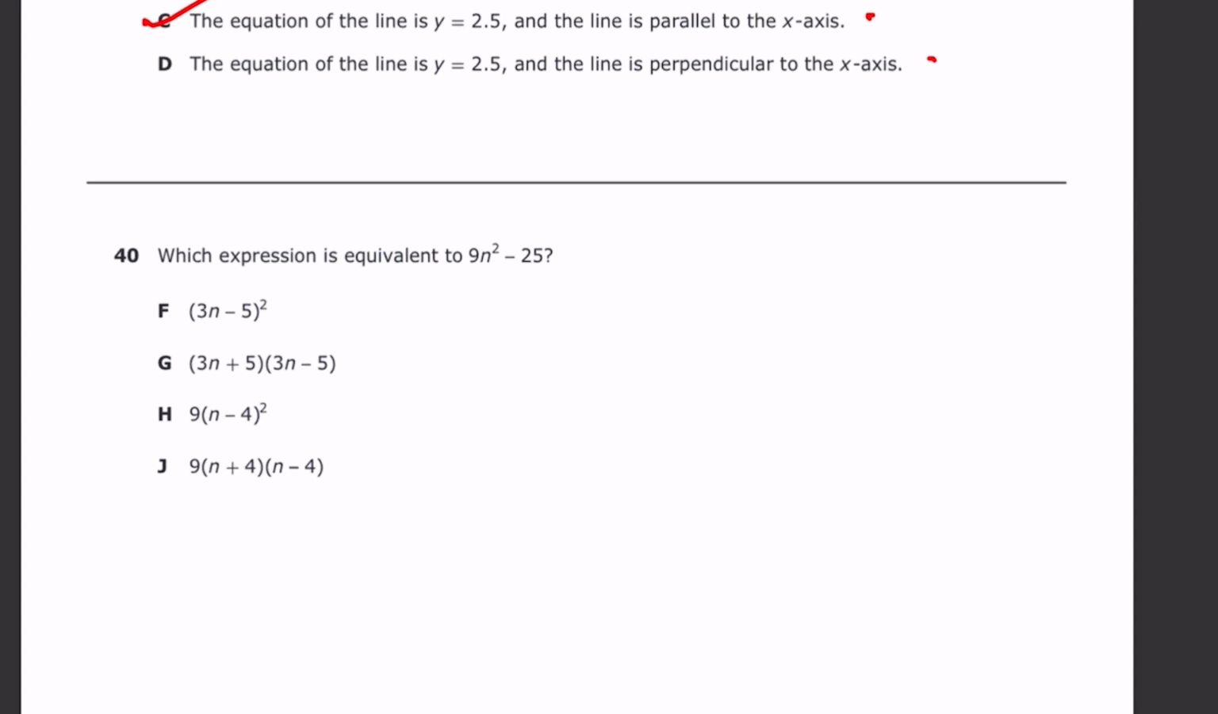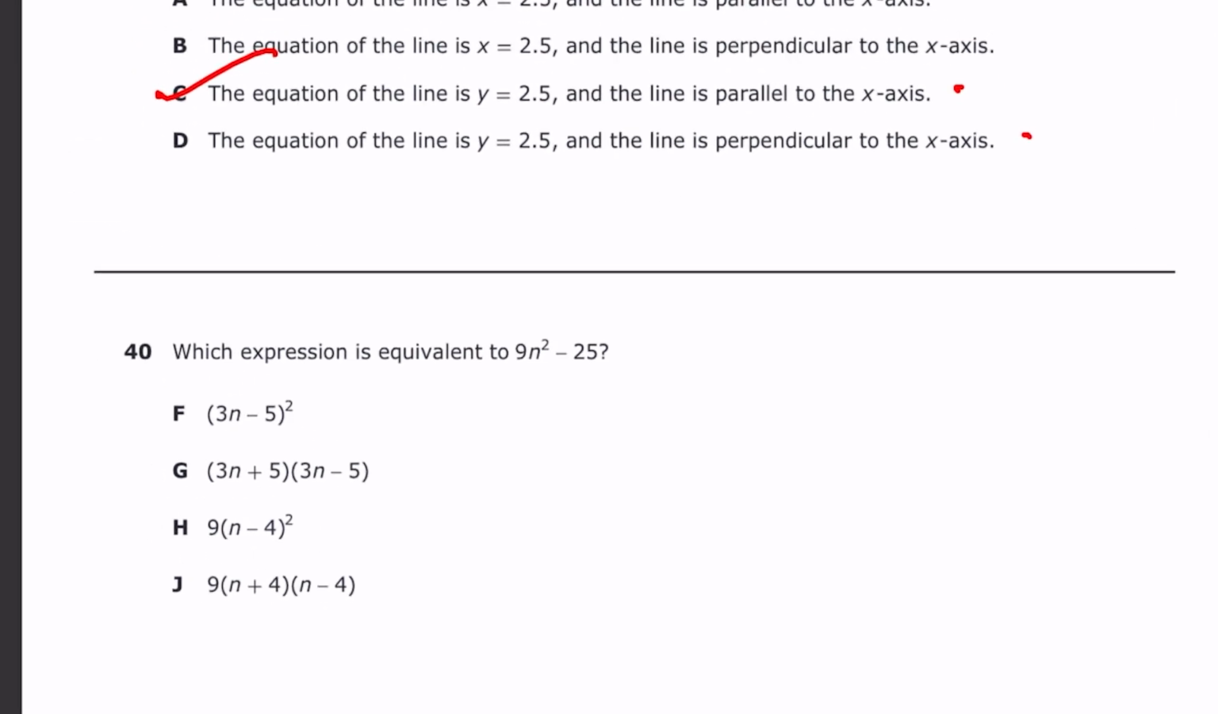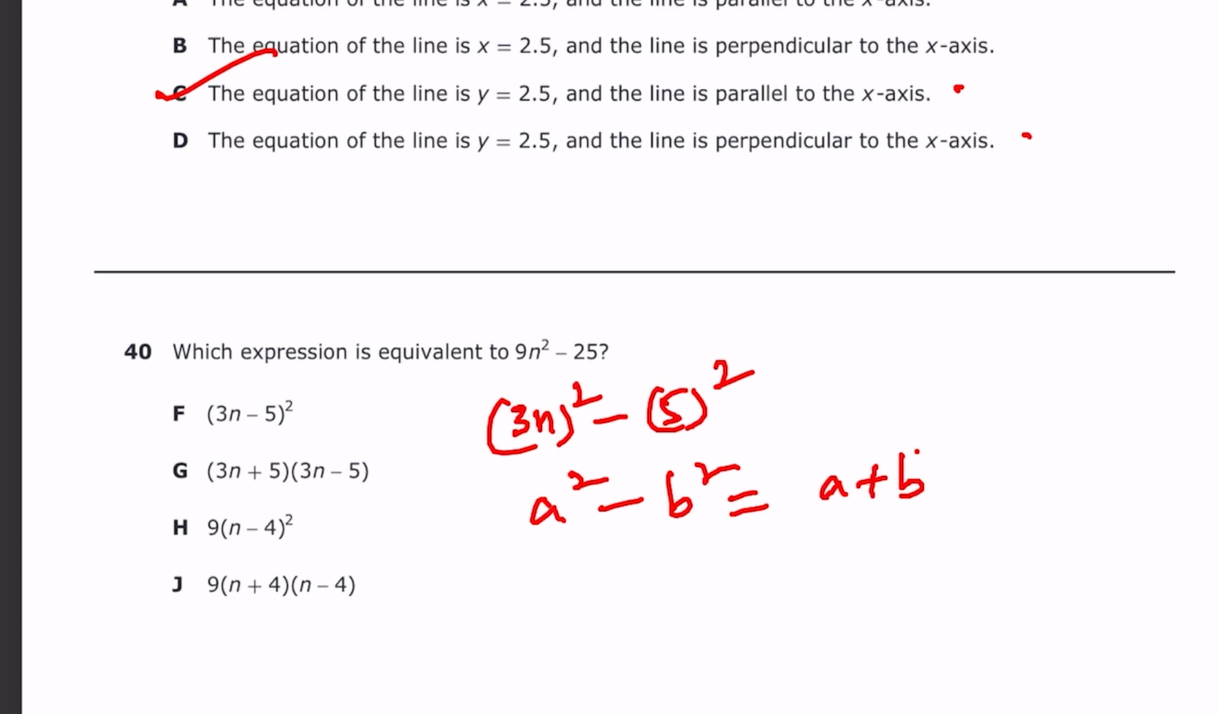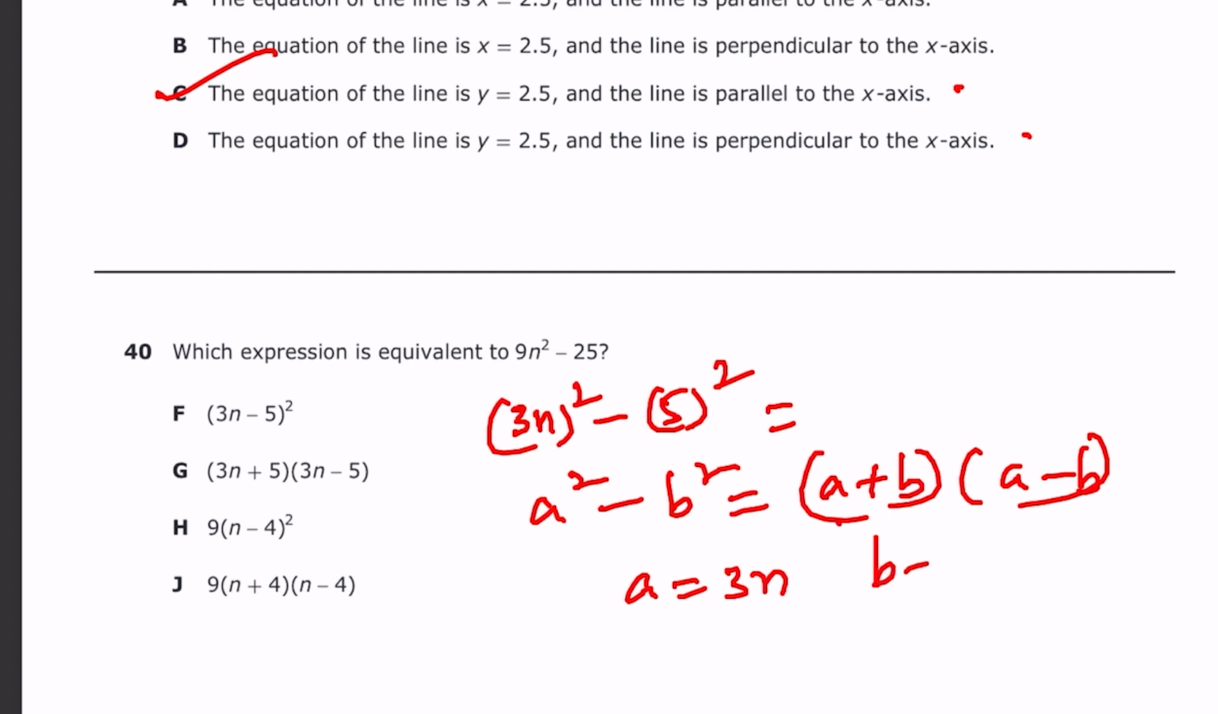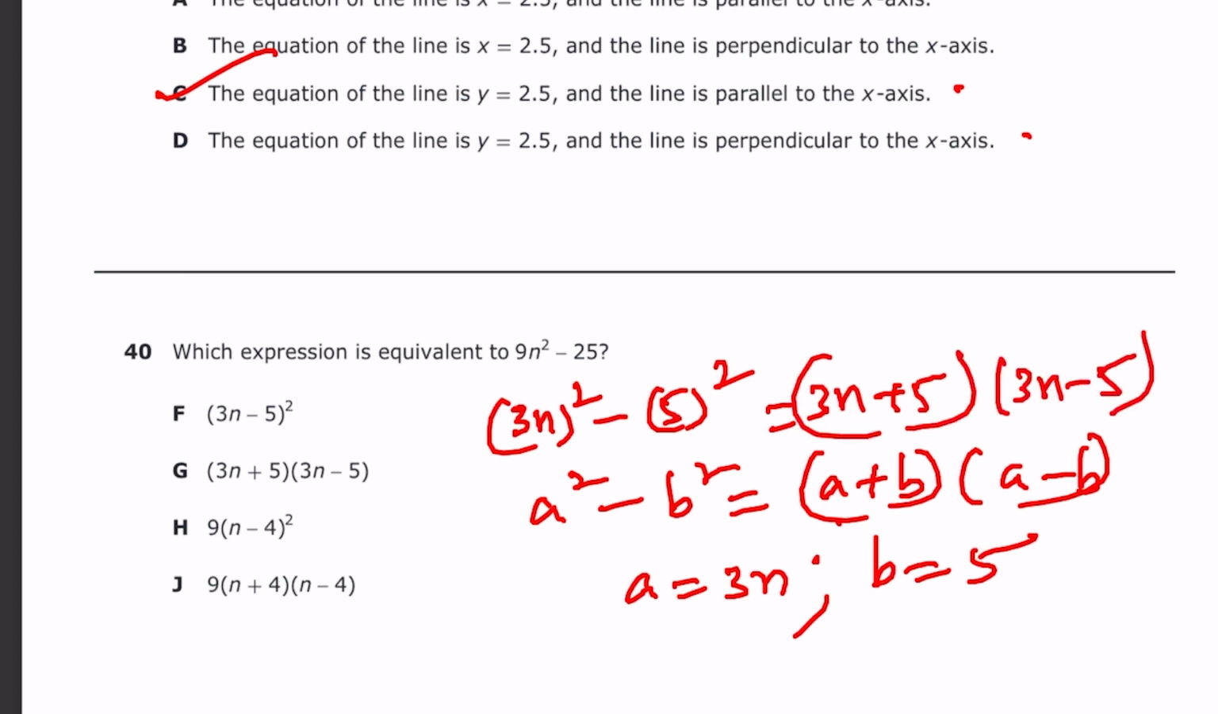Next, 40th one. Which expression is equivalent to 9n squared minus 25? You can again go into the difference of squares in factoring in your reference materials, where this formula is given. You can write this as (3n) squared minus 5 squared, which is of the form a squared minus b squared, written as (a plus b) into (a minus b), where a is equal to 3n and b is equal to 5. If you substitute over here, you'll get (3n plus 5) into (3n minus 5). This is the answer. So you're getting G as the option.